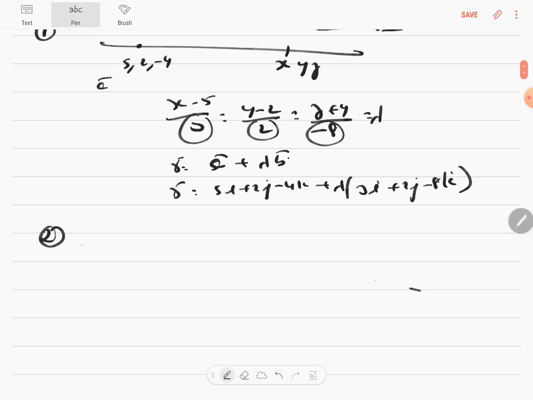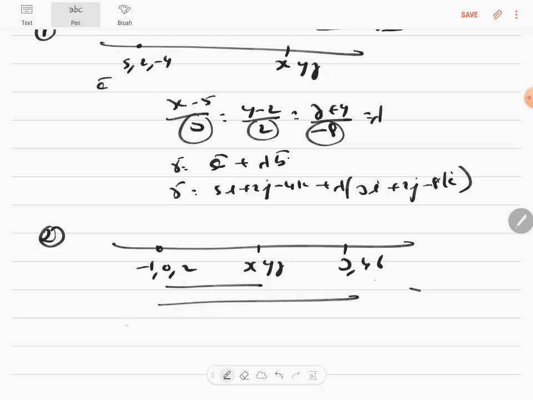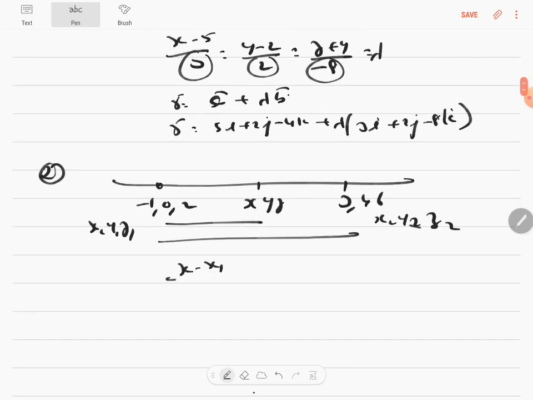Second question. Find the equation of the line passing through 2 points: (-1, 0, 2) and (3, 4, 6). Call it x, y, z. This is parallel to this, so (x plus 1) by (3 plus 1) is equal to (y minus 0) by (4 minus 0). It's (x minus x1) by (x2 minus x1). I call it x1 y1 z1, x2 y2 z2. The formula is (x minus x1) by (x2 minus x1) is equal to (y minus y1) by (y2 minus y1) is equal to (z minus z1) by (z2 minus z1).